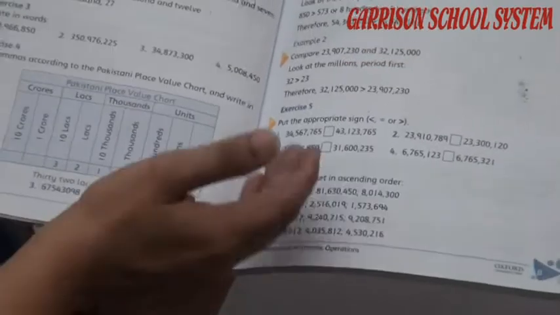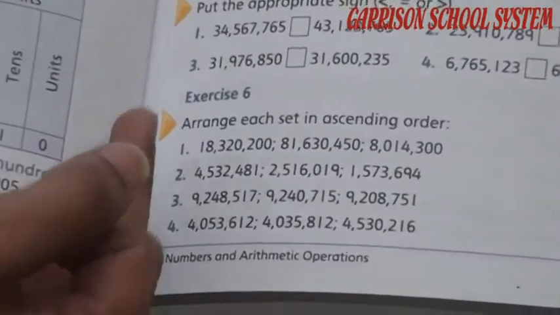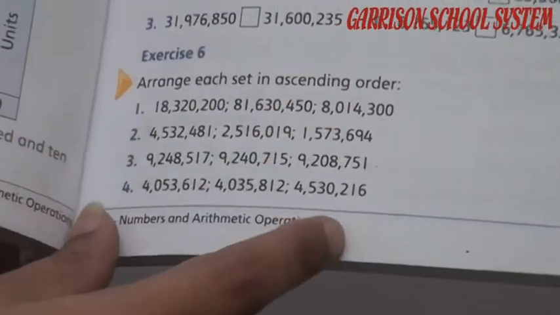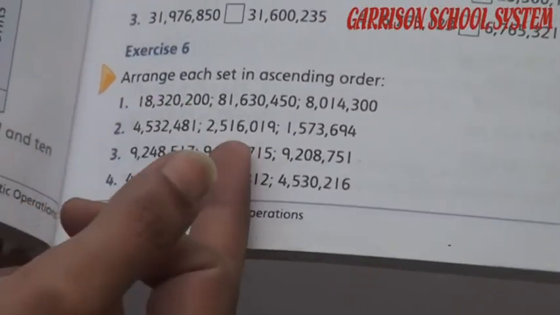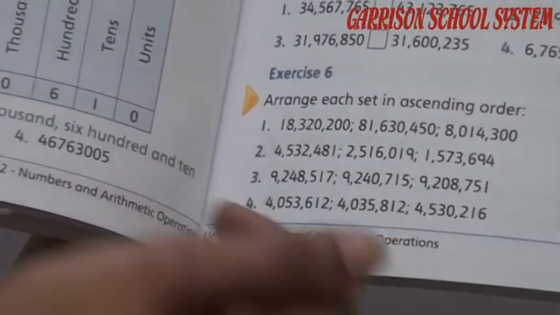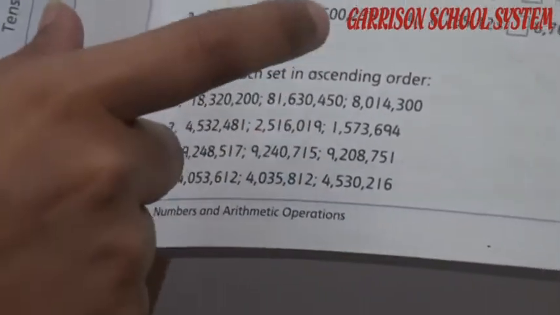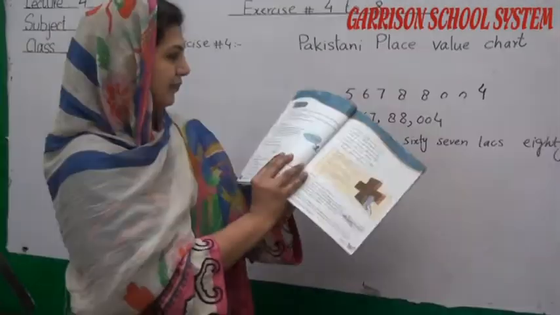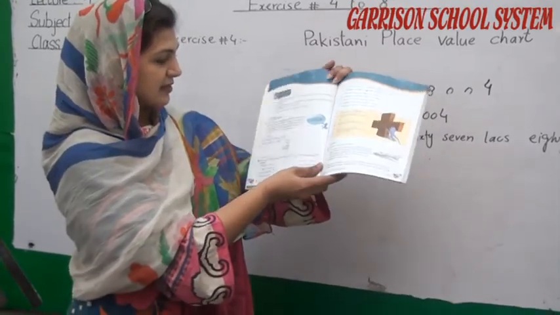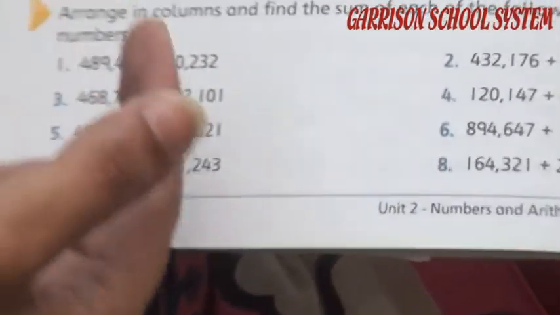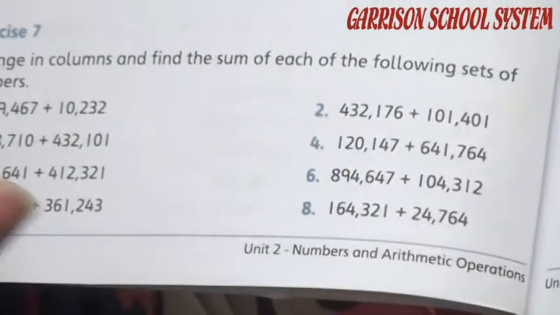Okay students, and same, exercise number 6: arrange each set in ascending order. Ascending order means you have to write from the smallest to the highest number. So in this way you can arrange the numbers. I have told you in the previous lecture about ascending and descending order in great detail. So next is exercise number 7: arrange in column and find the sum of each of the following sets of numbers.